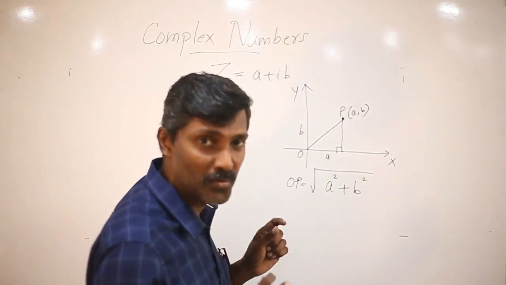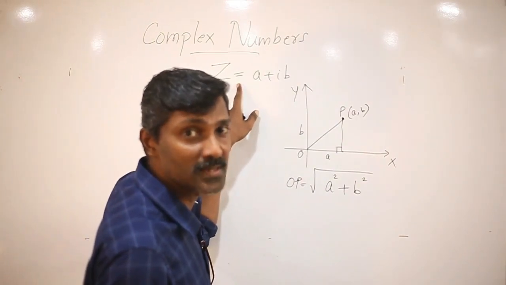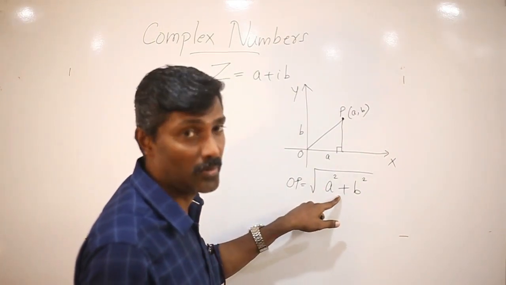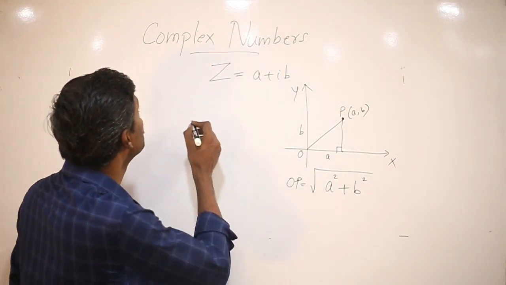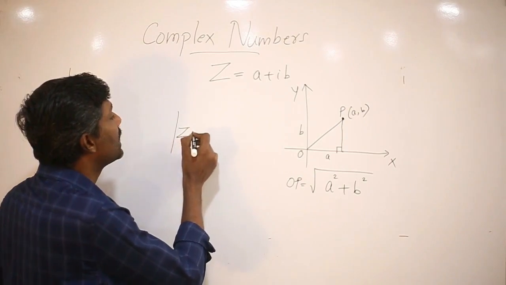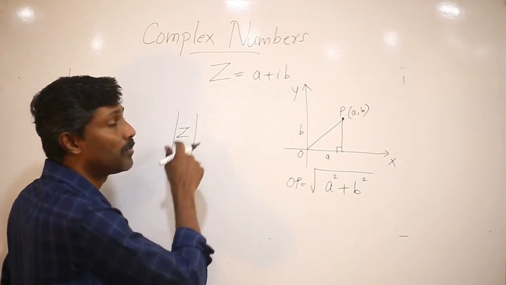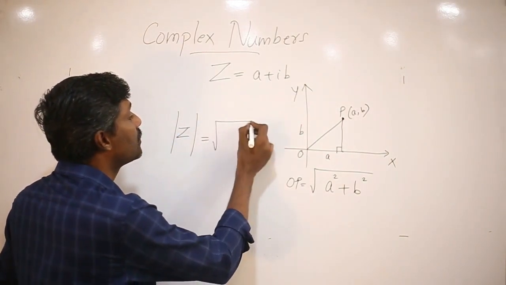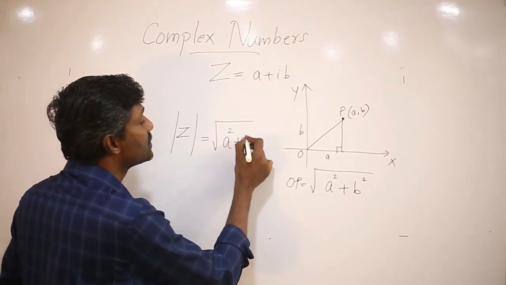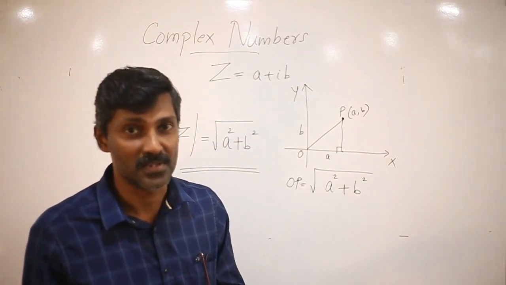So the modulus of a complex number given by Z equal to a plus ib is nothing but the square root of a squared plus b squared. And how do we denote the modulus? It is given by mod Z. This is the symbol for modulus. The symbol for modulus is two parallel lines within which we put Z. That is equal to the square root of a squared plus b squared. So the modulus of Z is the square root of a squared plus b squared.